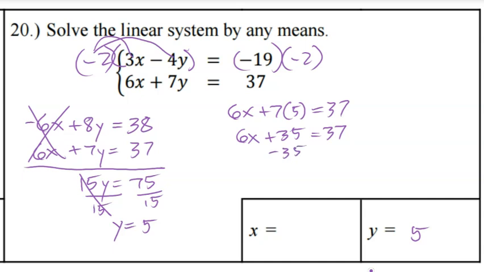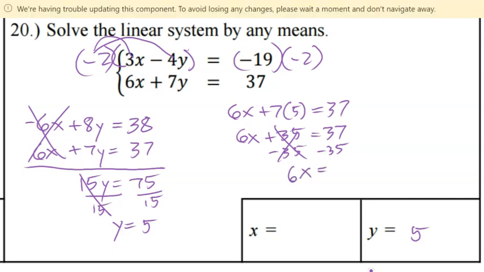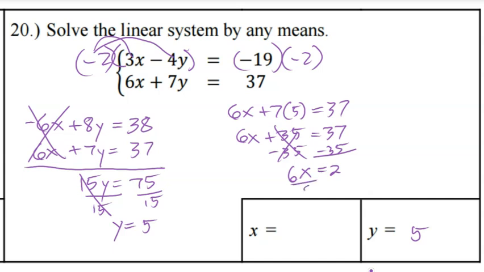Let's subtract 35 from both sides. We get 6x, this will cancel. 6x is equal to 37 minus 35, which is 2. Divide by 6 on both sides, and we get x is equal to 2 over 6, but that reduces to 1/3. So x is equal to 1/3. And that's our answer for x and y. And that is our last question on this test review.